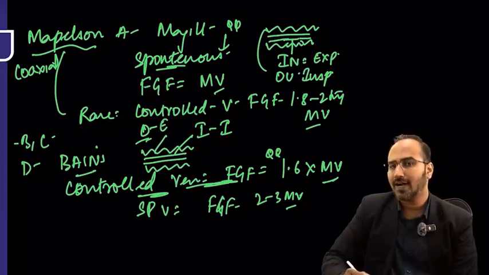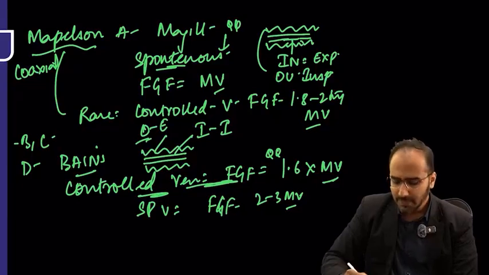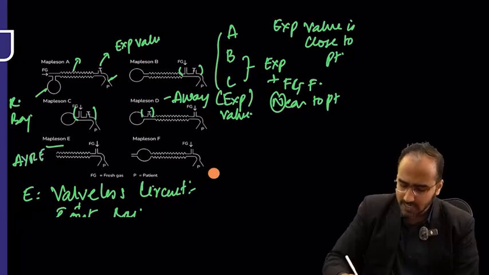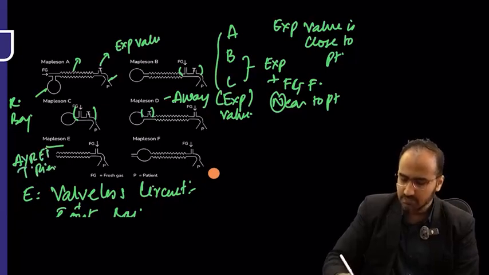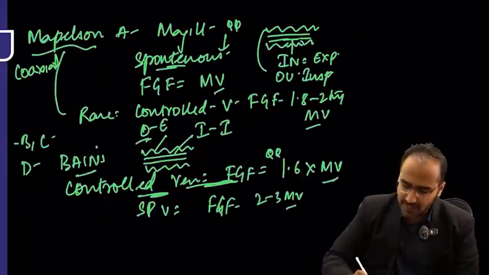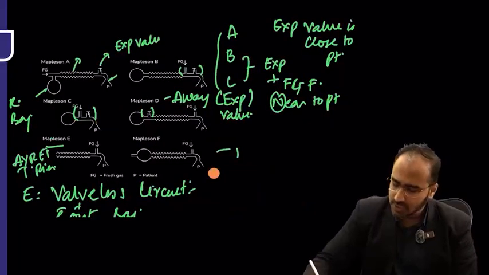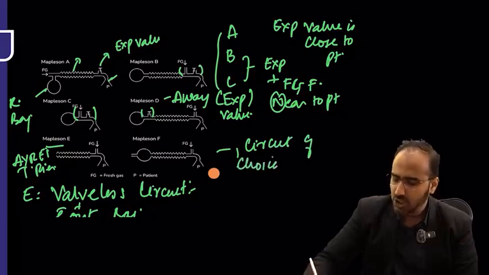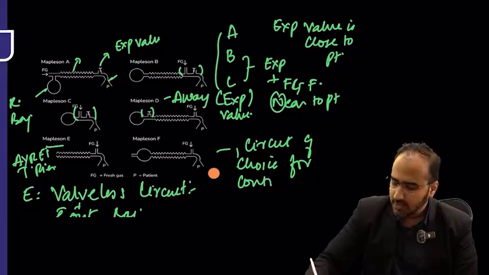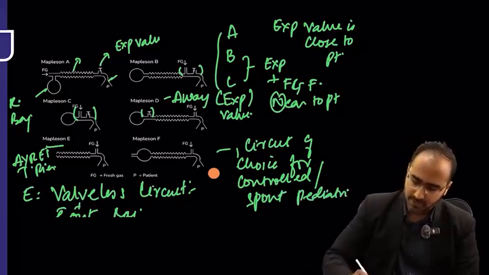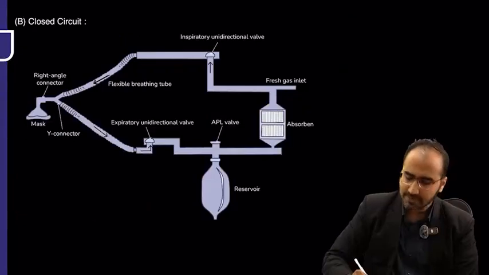E and F are valveless circuits. Right. Mapleson E is also called Ayre's T-piece. Mapleson F is the circuit of choice for controlled as well as spontaneous ventilation in pediatrics. Okay, that's regarding the Mapleson circuits.